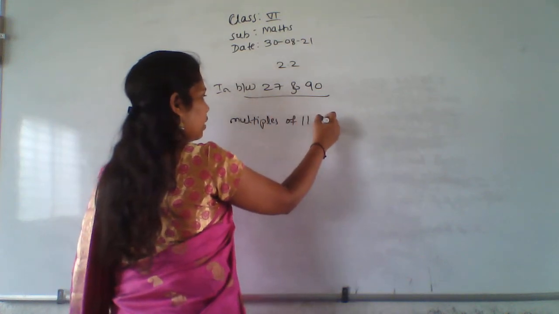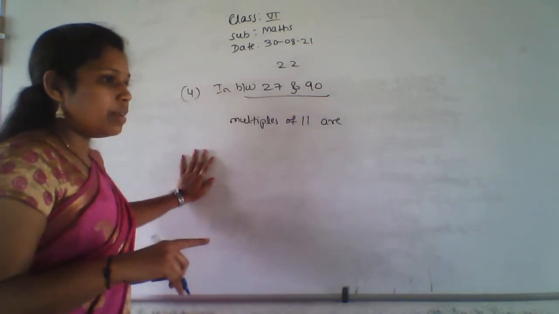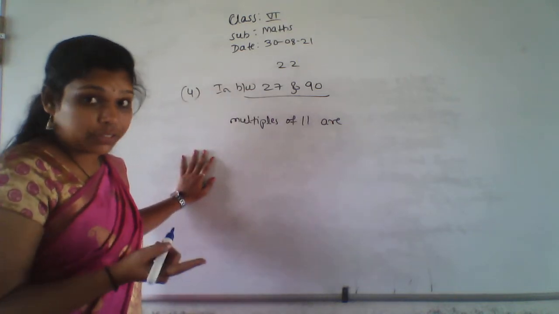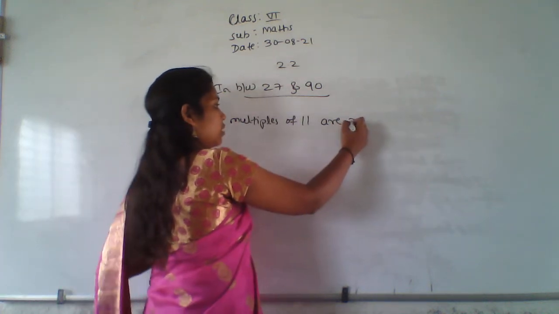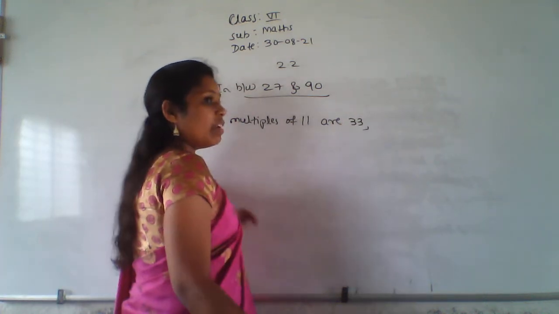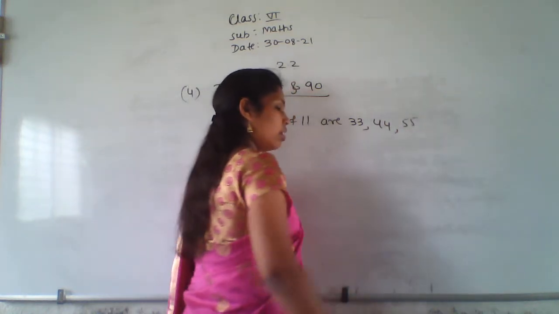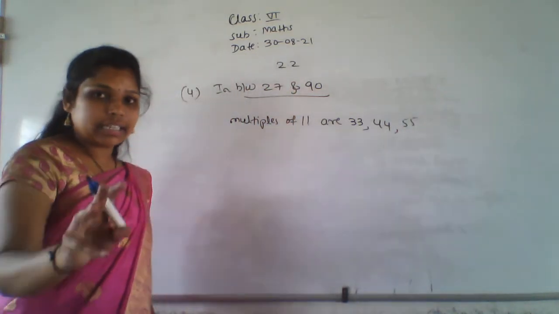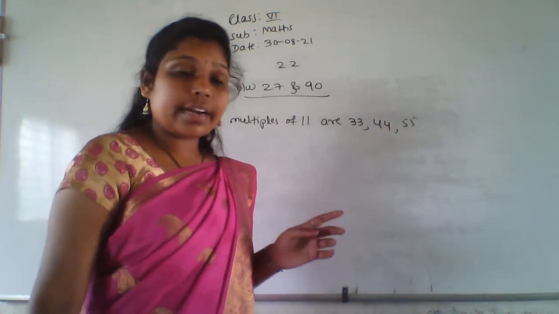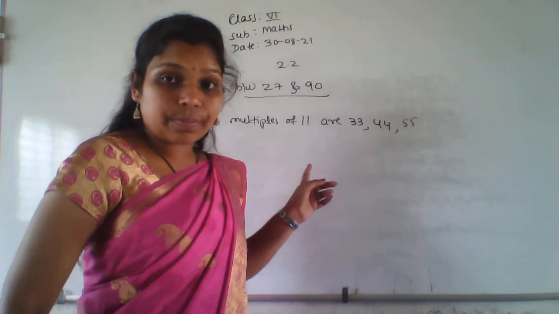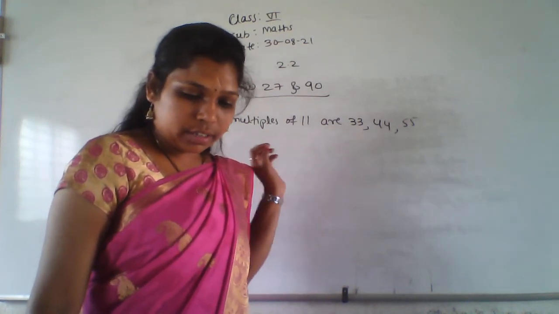See, after 27, 11 threes are 33, only that number will come, right? So next 33, after that 11 fours are 44, 11 fives are 55. That's enough. They told 3, we wrote 3. You can also write 66, 77, 88. Okay, they told only write 3, so I wrote only 3 here.